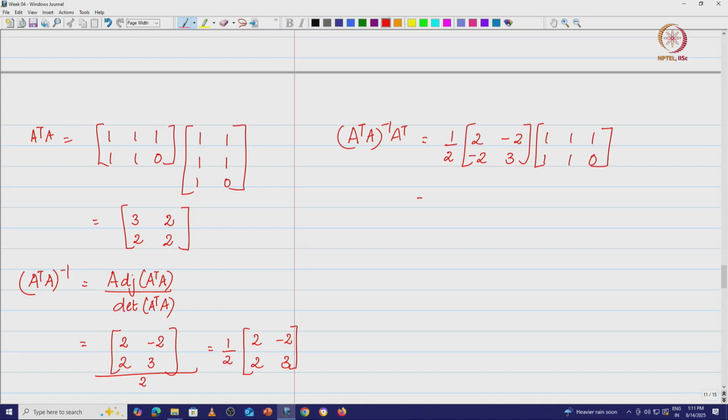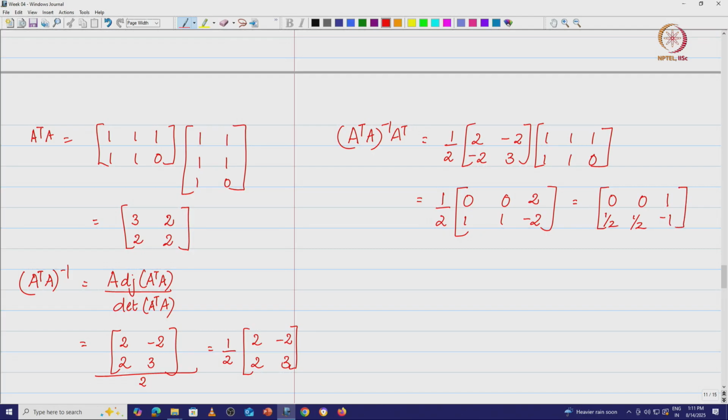So, that is going to give me, let us take this, half of [2 -2 0; 2 -2 0 2]. Into 1 is 2 minus 2 plus 3 is 1, minus 2 plus 3 is 1, and then you have a minus 2. So, (A transpose A) inverse into A transpose is nothing but [0 0 1; 1/2 1/2 -1].